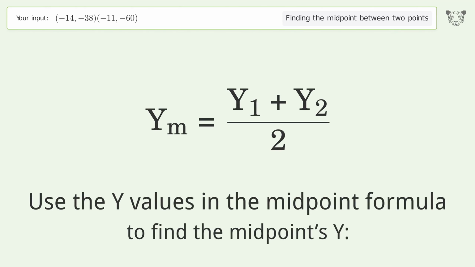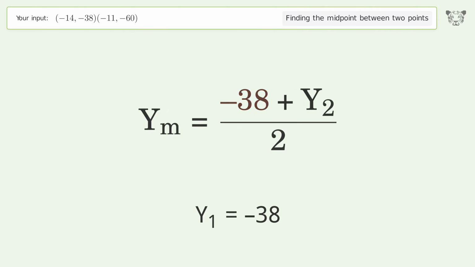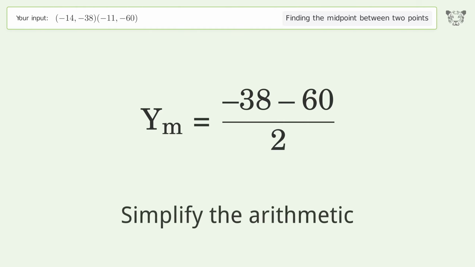Use the y values in the midpoint formula to find the midpoint's y. y1 equals -38. y2 equals -60. Simplify the arithmetic.